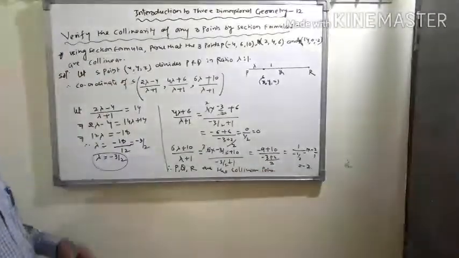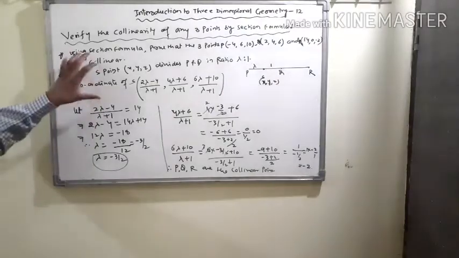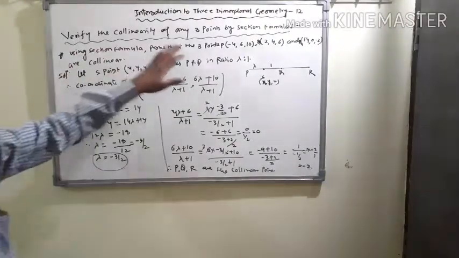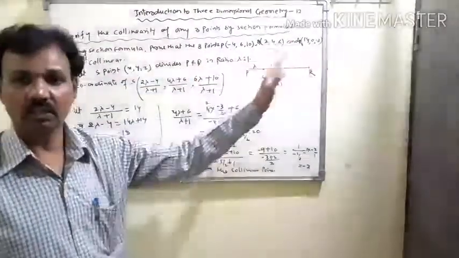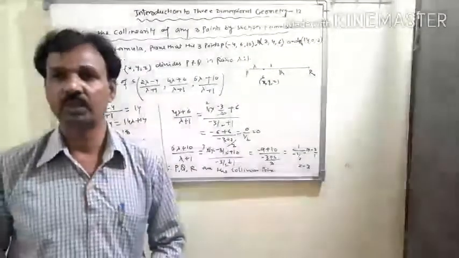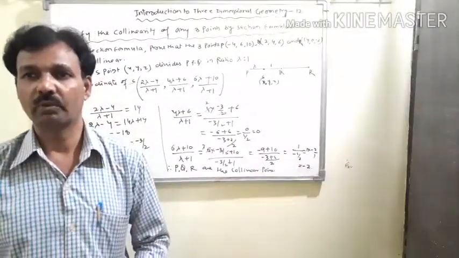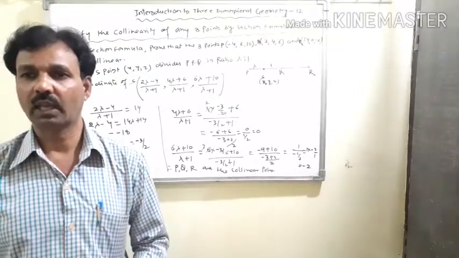Thus, we have proved, by using the section formula, that the given points P, Q, R are collinear. Now in the next video, we will take some numerical problems related to the introduction of three-dimensional geometry.